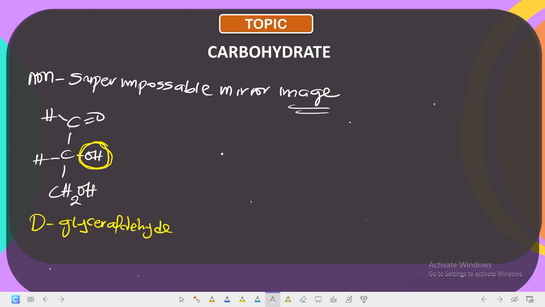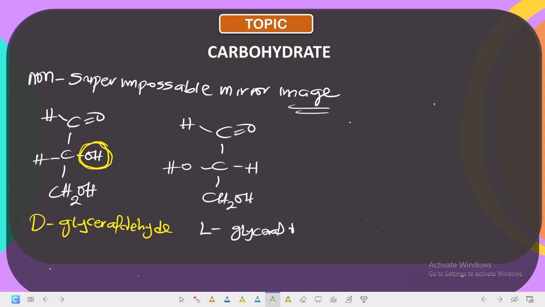Now the next one is L. Now what will be the difference between D and L? This is the point of reference. This other one now will be what? OH, and then H will come here. Now you can see the differences. This one, the OH is at the left hand side, while this is at the right hand side. They are mirror images. So you say this is L-glyceraldehyde. So that is that for enantiomers.